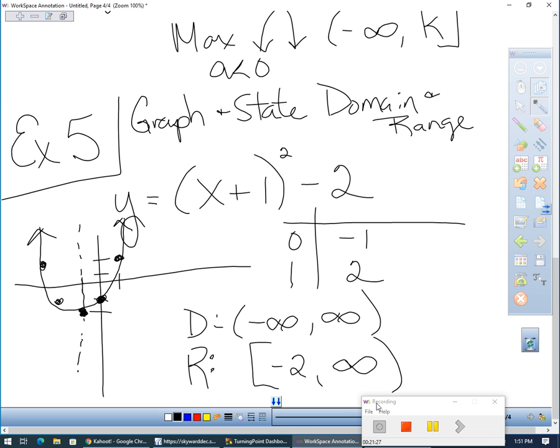I want to tell you, the domain and range have to be written in that form. If you go to another site, another person, another individual, they may write it differently and not in interval notation. I will mark it wrong.